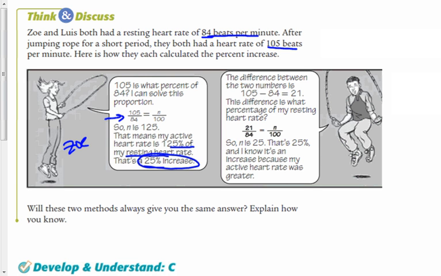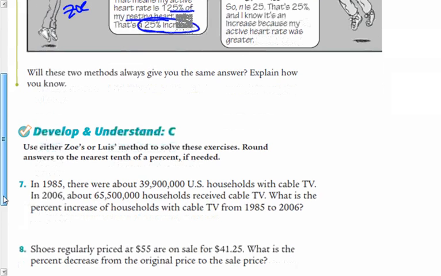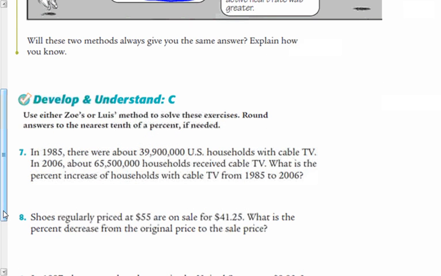Now, Luis here, he is subtracting 84 from 105 first to find out how many more heartbeats he had after exercising. And he's just using that as his part. And then 84 is the whole. And when you figure out that one, you get 25%, which is the percent increase, because he already knows the actual amount of increase that way. So both methods work, and I'm going to show you how you can use those methods now.